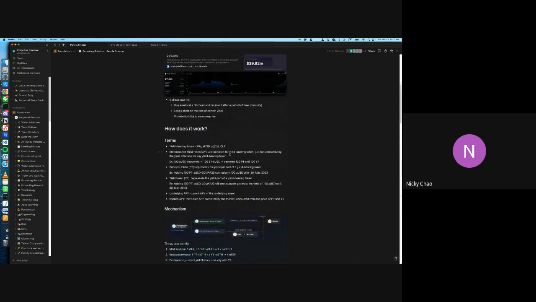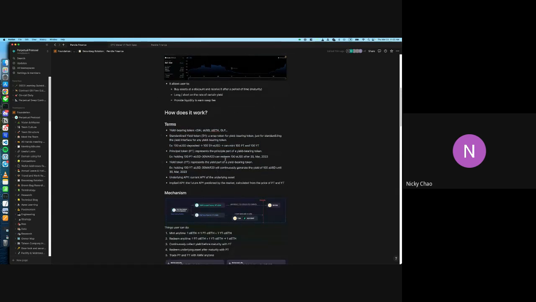Okay, so let's start on the terminology. I put all the terms here, so if you forgot what a term means, you can always go up and check the terminology here. So first, yield-bearing token. Yield-bearing token means the token that can generate some yield. So it's pretty straightforward. For example, like Compound DAI. If you put DAI into Compound, you will have some APY, and also like Aave USD and STE. Also GLP is a yield-bearing token as well.